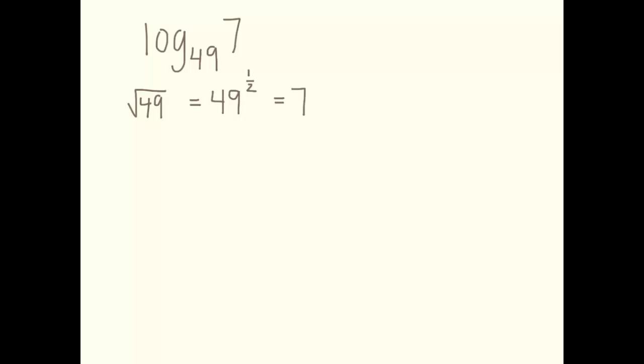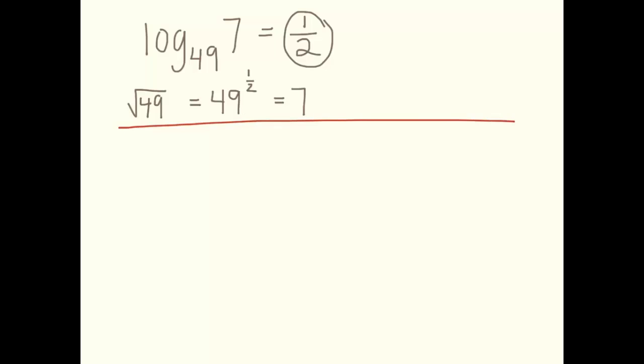49 to what power is equal to 7? 49 to the 1/2 is equal to 7. Therefore, log base 49 of 7 equals 1/2. Don't forget about fractional exponents. So far we've had to remember about negative exponents and fractional exponents. Fun stuff. Let's just talk about a couple of other facts that we might see with logarithms.